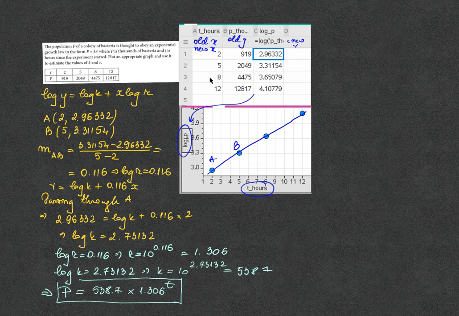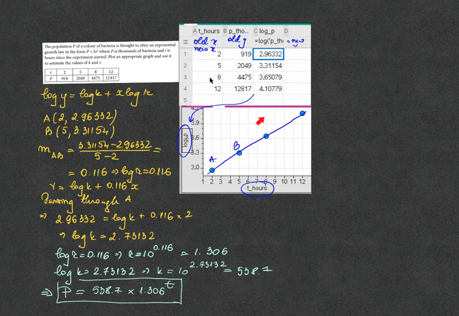So I can pause the movie and look at my working. I took 2 points A and B. A of coordinate this one, and B this one. I look at the gradient, and remember that the gradient is log r. I use the gradient and the point to find the y-intercept log k, so I found log k. And therefore from that one I found r and k, and I found the function that the model followed by this population of bacteria. Now I can use a model to make predictions.